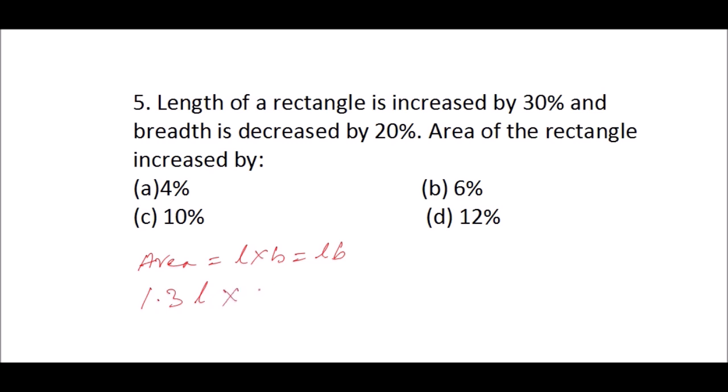Breadth has been decremented by 20%. Therefore, the breadth is now 80%, that is 0.8 into B. If you multiply these two, you will get 1.04 L into B, and that is the original area multiplied by 1.04, that means it is incremented by 4%. Therefore, option A is the correct option.